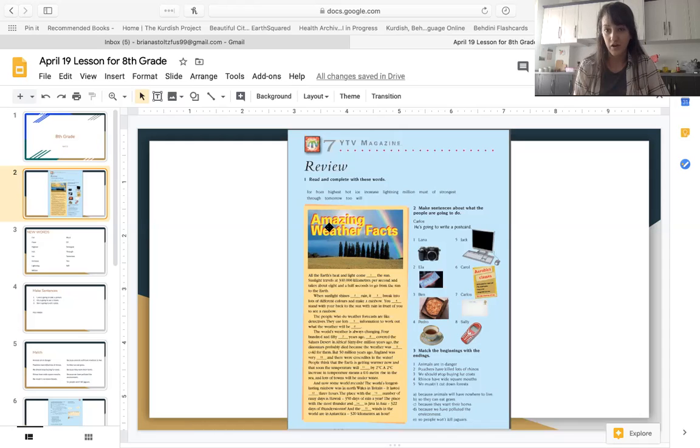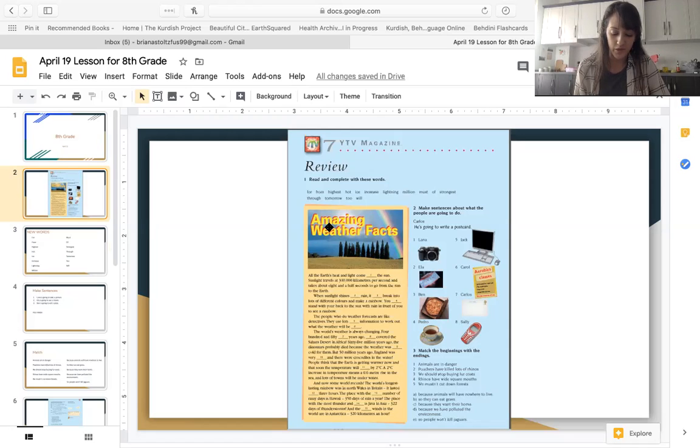Keep reading and following and listening. When sunlight shines through rain, it breaks into lots of different colors and makes a rainbow. You stand with your back to the sun with rain in front of you to see a rainbow.